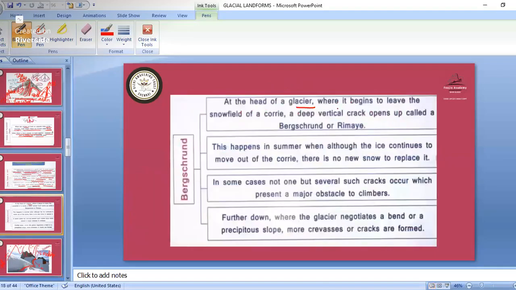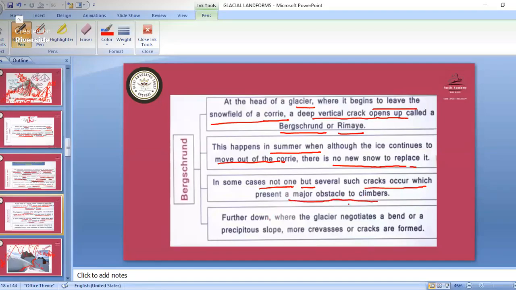Okay. So at the head of a glacier, where it begins to leave the snow field of a quarry, a deep vertical crack opens up, and that is called what? Bergstrand or the Rimaya. And this happens in the summer when, although the ice continues to move out of the quarry, there is no snow to replace it. So there we have the formation of this Bergstrand. In some cases, not one but several such cracks can occur. It presents a major obstacle to climbers.